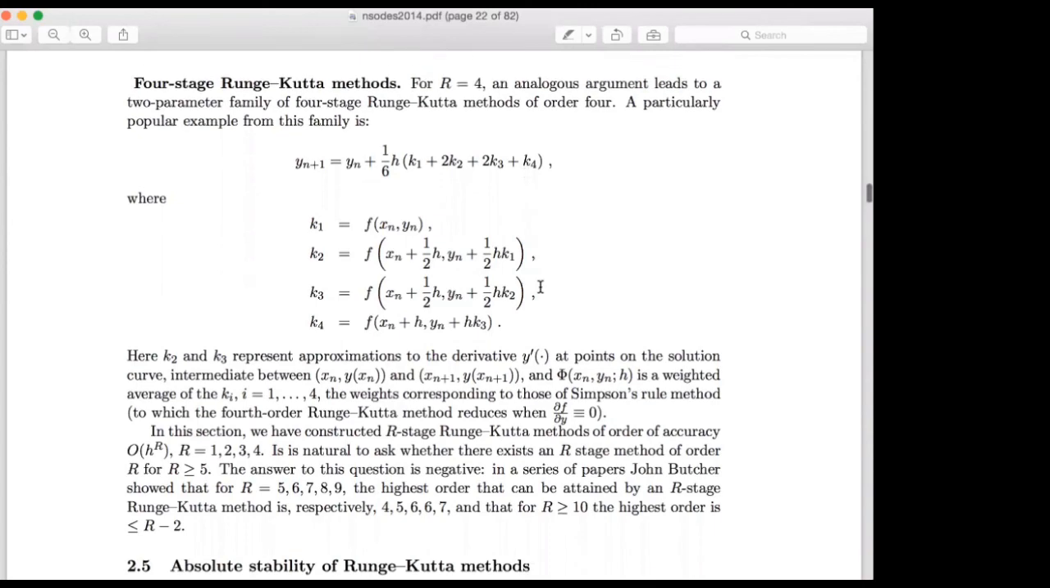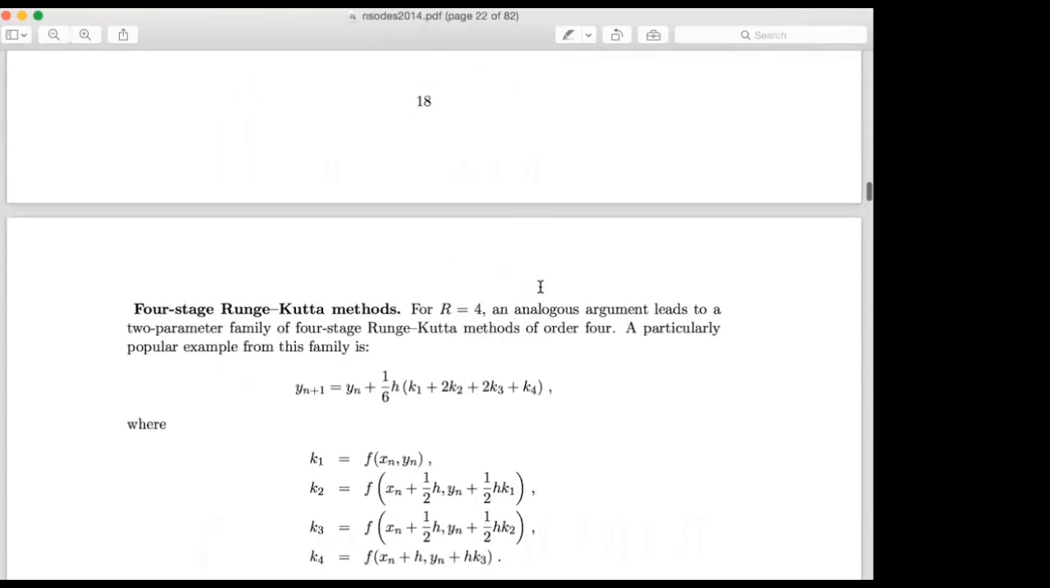But I expect one answer from the participants. In most cases, you might have heard that RK4 is the most popular method among all RK methods. So why is it so? Can anybody answer?